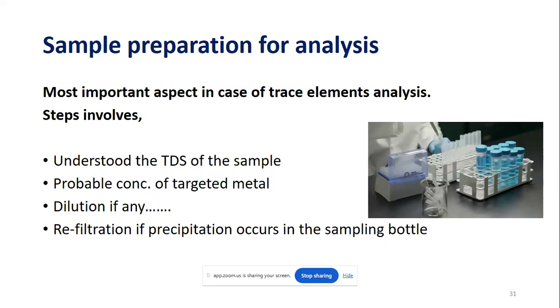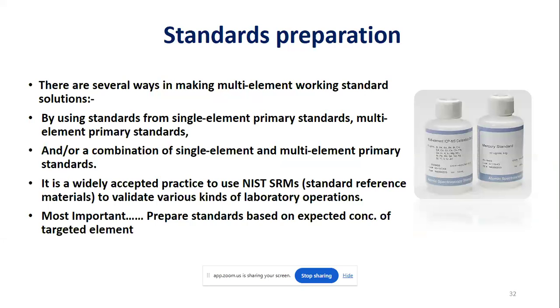We need to again understand the probable TDS. We need to analyze the TDS first. Why is it required? Because if it is too high, we need to dilute the sample with distilled water, or deionized water. We do not use the distilled water for the ICP-OES analysis. We use the deionized water, where we do not assume any conductivity or any metal contribution from the water. Then, as I said, we need to prepare the calibration curve.